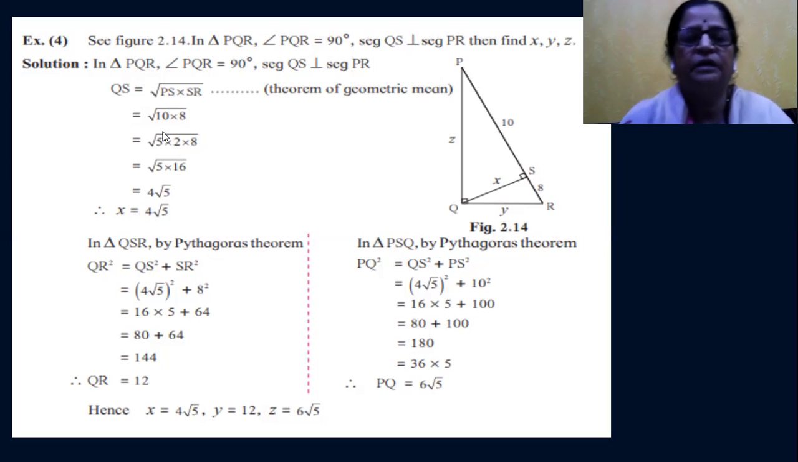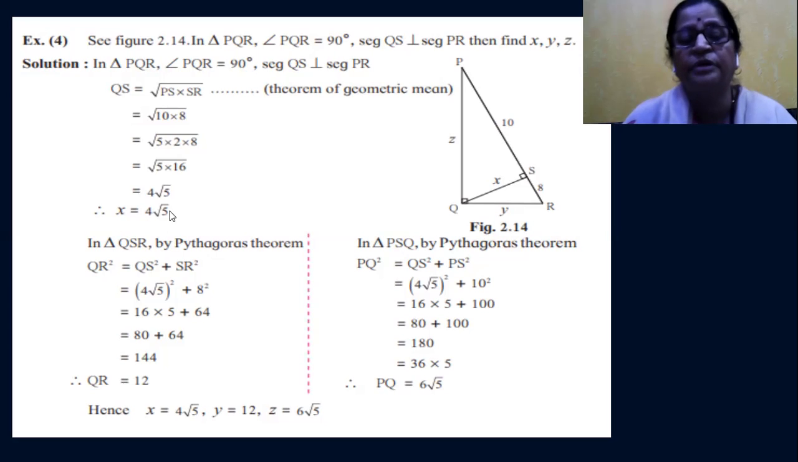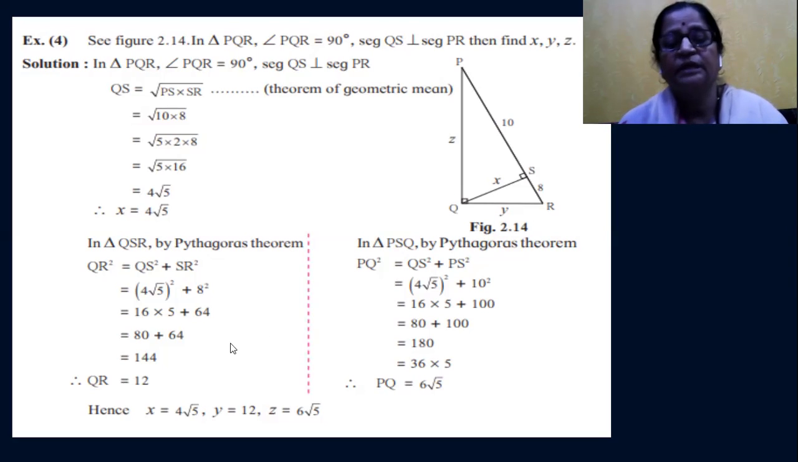So we factor 10 as 5 into 2 and keep 8 as it is. Multiplying 8 with 2 we get 16, and 5 stays as it is. The square root of 16 is 4, and 5 stays as it is. So the x value is equal to 4 square root 5. Then we are going to study the other triangle, QSR.